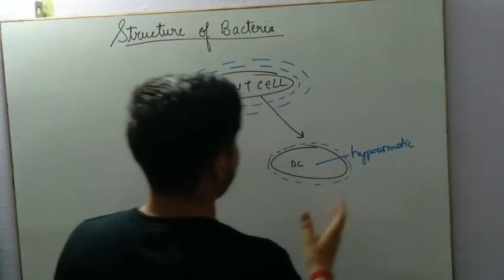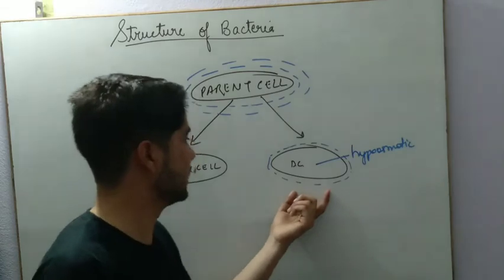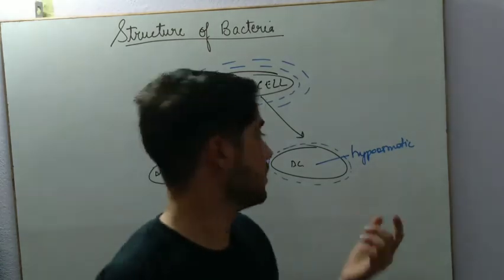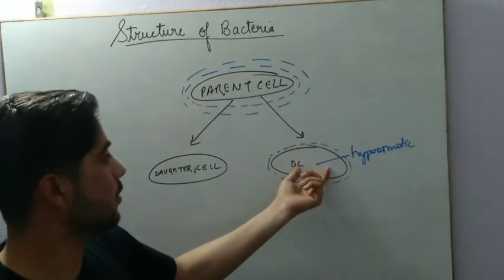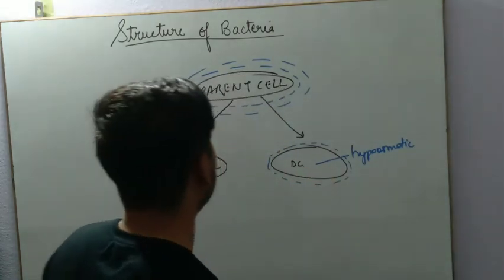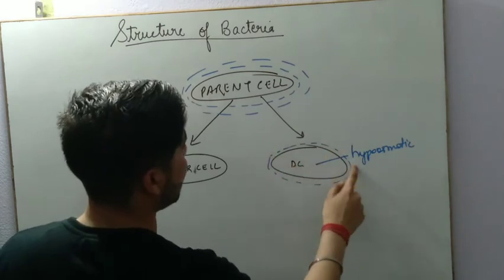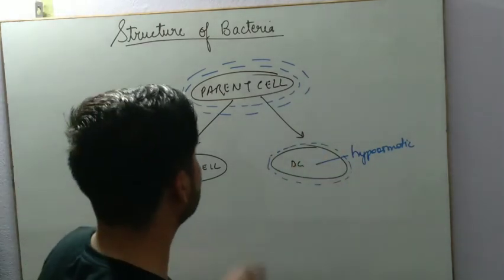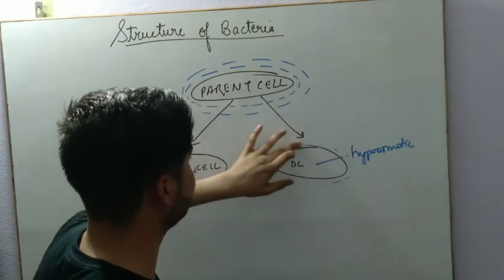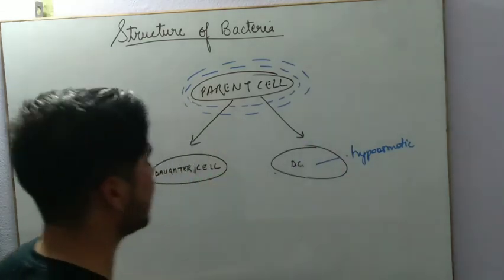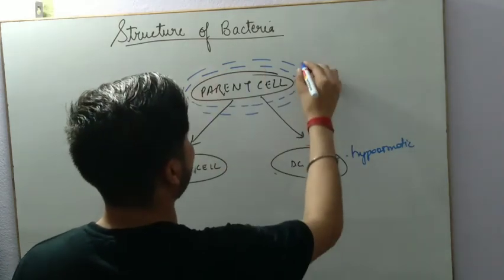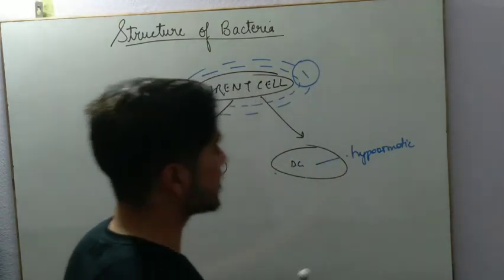When they start to grow, the fluid inside the daughter cell starts to convert into hyperosmotic. Its concentration starts to increase, and the cell wall also starts to form. So this is the main reason that when we take an antibiotic, it is not capable of disrupting the cell wall. It is capable of disrupting their growth.